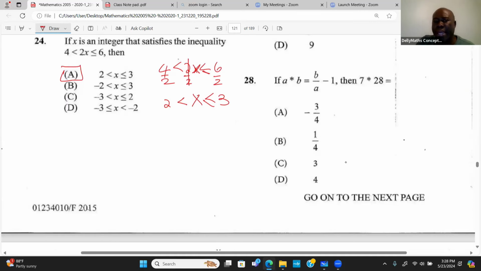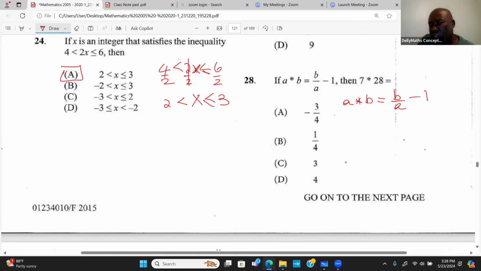Now we're looking at a binary operation where we have a context here. It says A asterisk B is equal to B over A minus 1. We want to pay attention to the pattern. We're seeing that the asterisk would actually put the A as the denominator and the B as the numerator, then take 1 from it.